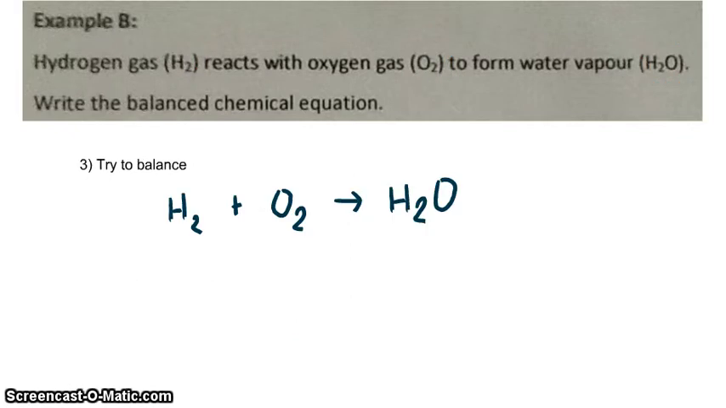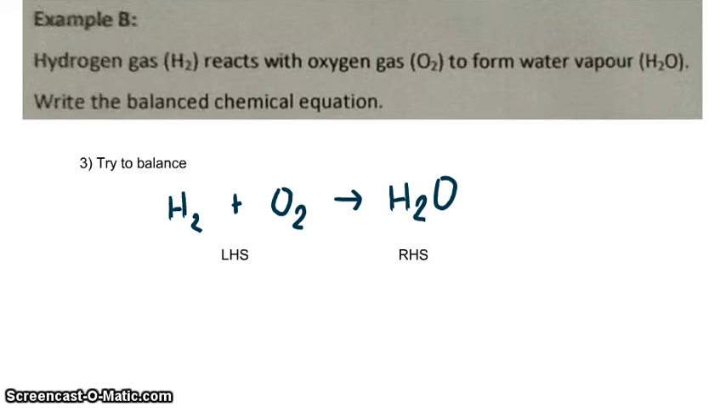So now we try to balance the equation. We can use a simple working to guide us. Whatever is before the arrow, we call it the left hand side. And whatever is after the arrow, we call it the right hand side. So we write down left hand side below whatever is before the arrow, and we write down right hand side below whatever is after the arrow.